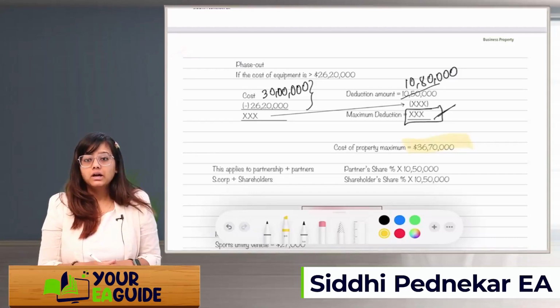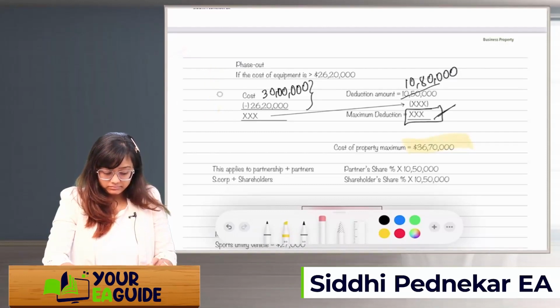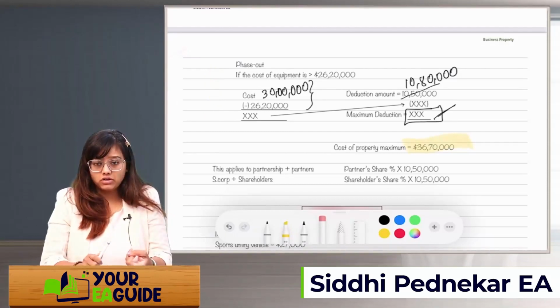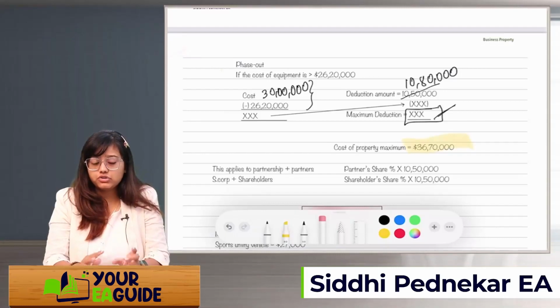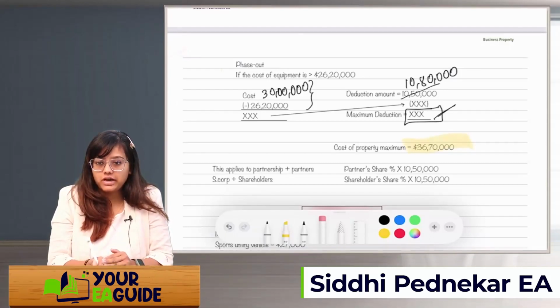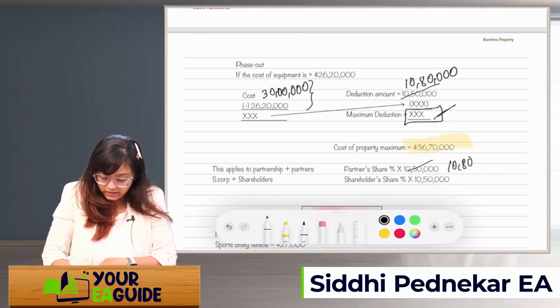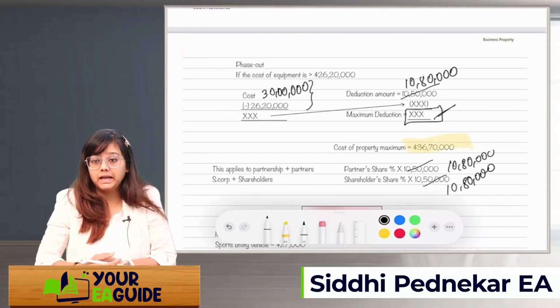All right. Next is, see, this deduction, we have already done for partnership or corporation. If it is yet to be done, then no issue. In case of partnerships and corporations, S corporation, the shareholders get the benefit of this 179 deduction, right? So whatever is the partner share, whatever is the percentage, you will multiply it by 10 lakh 80, whatever deduction they are getting. Or whatever is the shareholder's share, you will multiply it by 10 lakh 80.